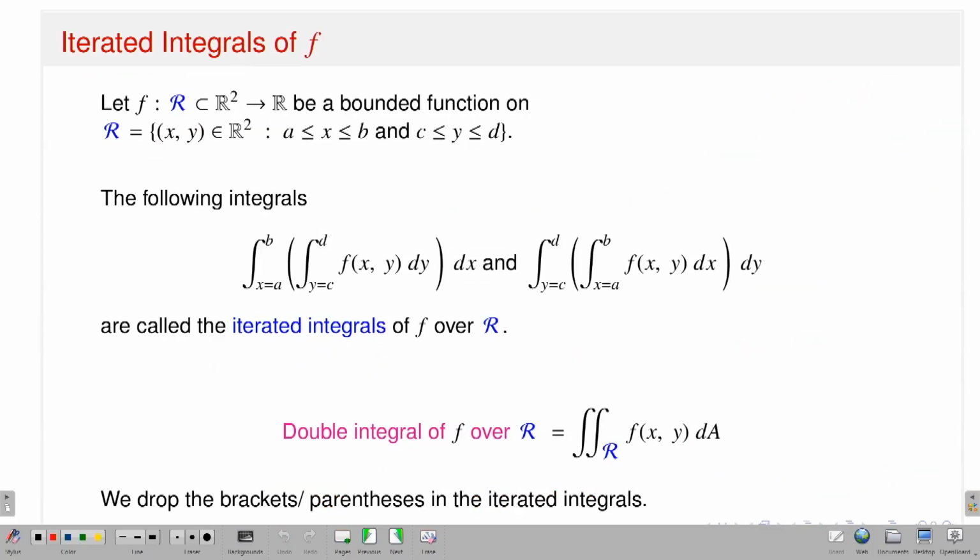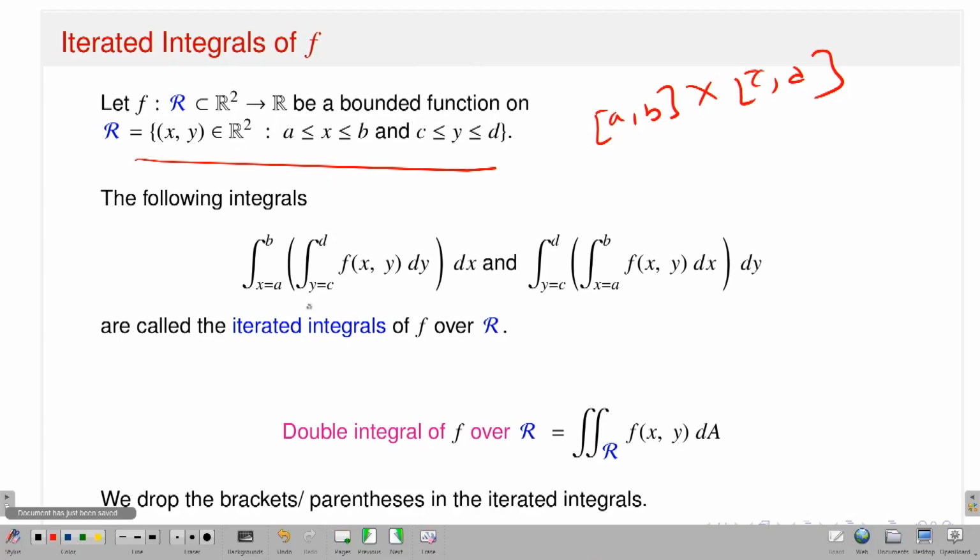So as I said, I have just explicitly written it again. Let f be a function from R, a subset of R2, to R, a bounded region. So this is my bounded region, that means you have the region [a, b] cross [c, d]. In the following integrals, again I am keeping the x variable fixed, integrating with respect to y, and then performing the integration with respect to the x variable. Here I am keeping the y variable fixed, performing the integration with respect to x, then it will give you a function of y, and then I am performing the integration with respect to the variable y.